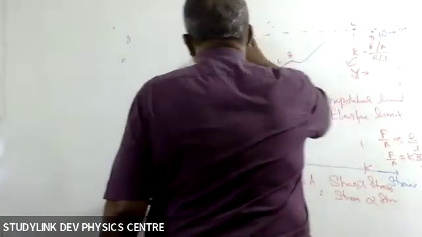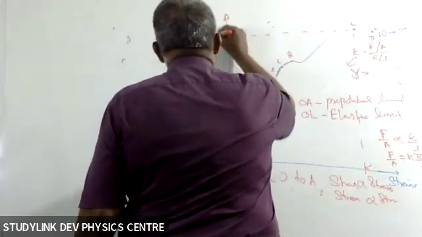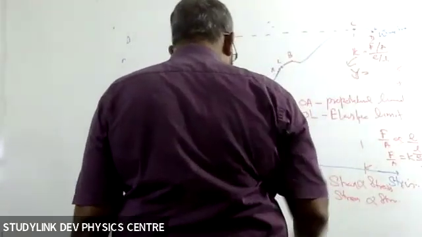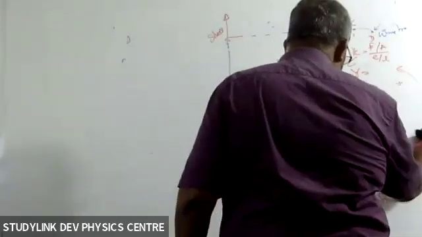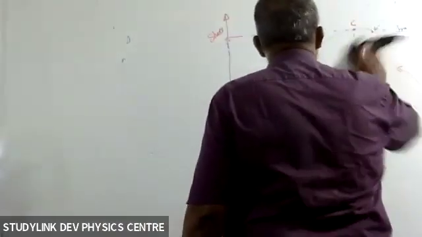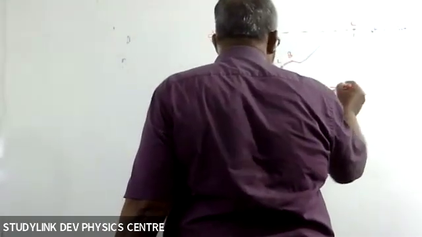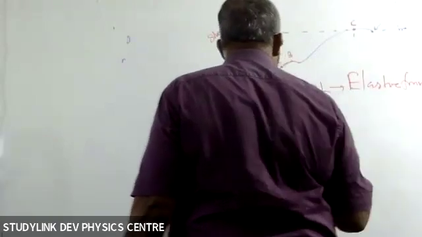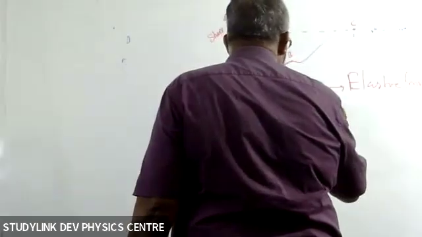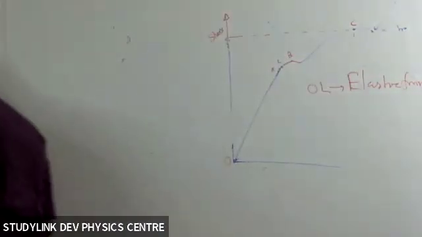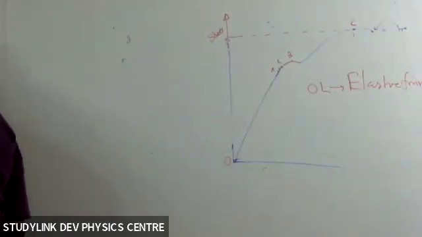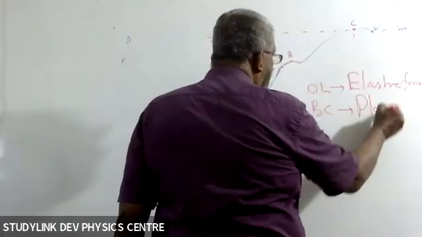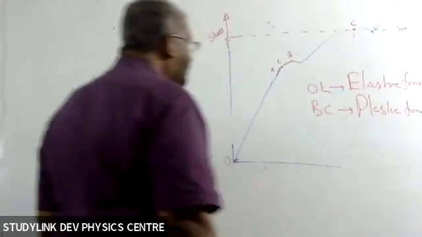But normally, nowadays we are doing it with stress and strain. This is the graph you are getting. Then you can write all those. O to L is called another name, elastic deformation. L to C, or until the end, that means normally B to C, is called plastic deformation.